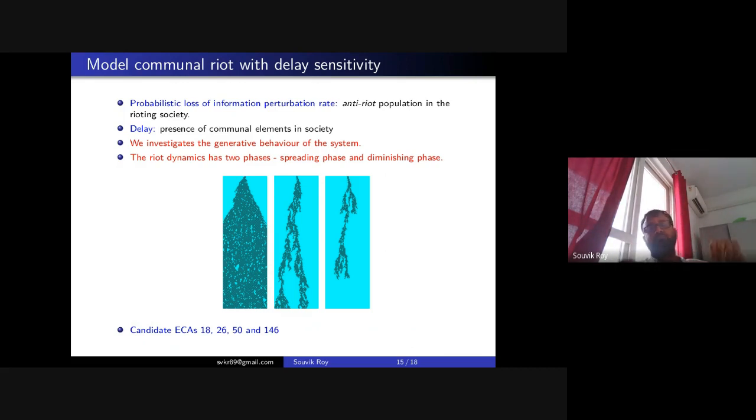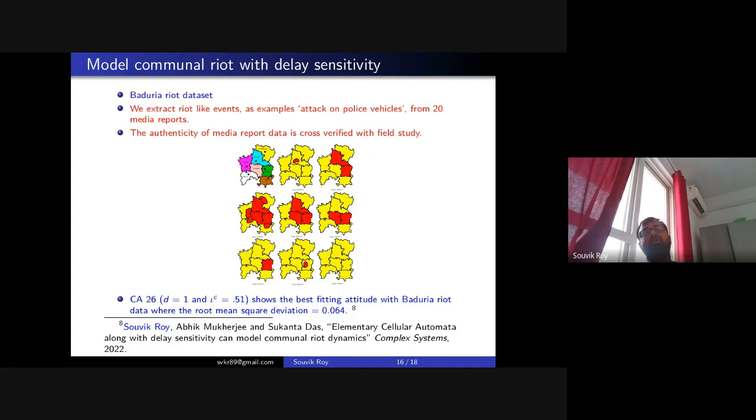We have taken the generic behavior of this delay sensitive system, and we consider that the riot dynamics have two phases. One is the spreading phase and one is the diminishing phase, and the candidates with phase transition behavior are rules ACA 18, 26, 50 and 148. Then we collected the data set for one riot event in Bengal, a Badiria event, collected the number of police attacks and all this information, and according to that number of areas affected by riot, we quantify riots. And rule 26 is the best fitted candidate for modeling this riot dynamics.